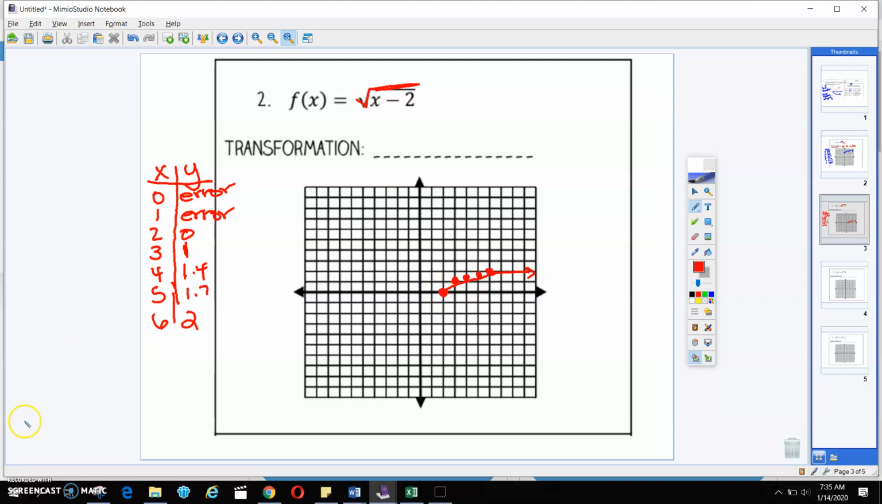Why do I connect that? Alright, so now we're going to look at the transformation. So how did this change from the parent function? What happened? It moved which direction? Right 2 units. I just worked it. How did it move right 2 units? Okay, so remember our parent function looks like roughly that, okay? And then from here to here, there was 2 units moved.